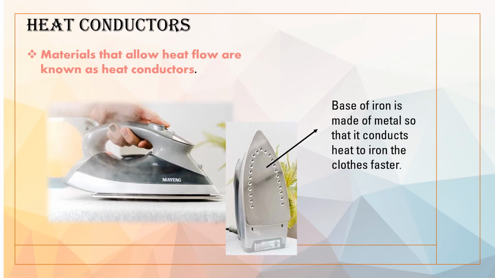Another example is an iron, which we use to iron clothes. The base of the iron is made of metal, so that it conducts heat to iron the clothes faster. In general, metal is a good heat conductor.